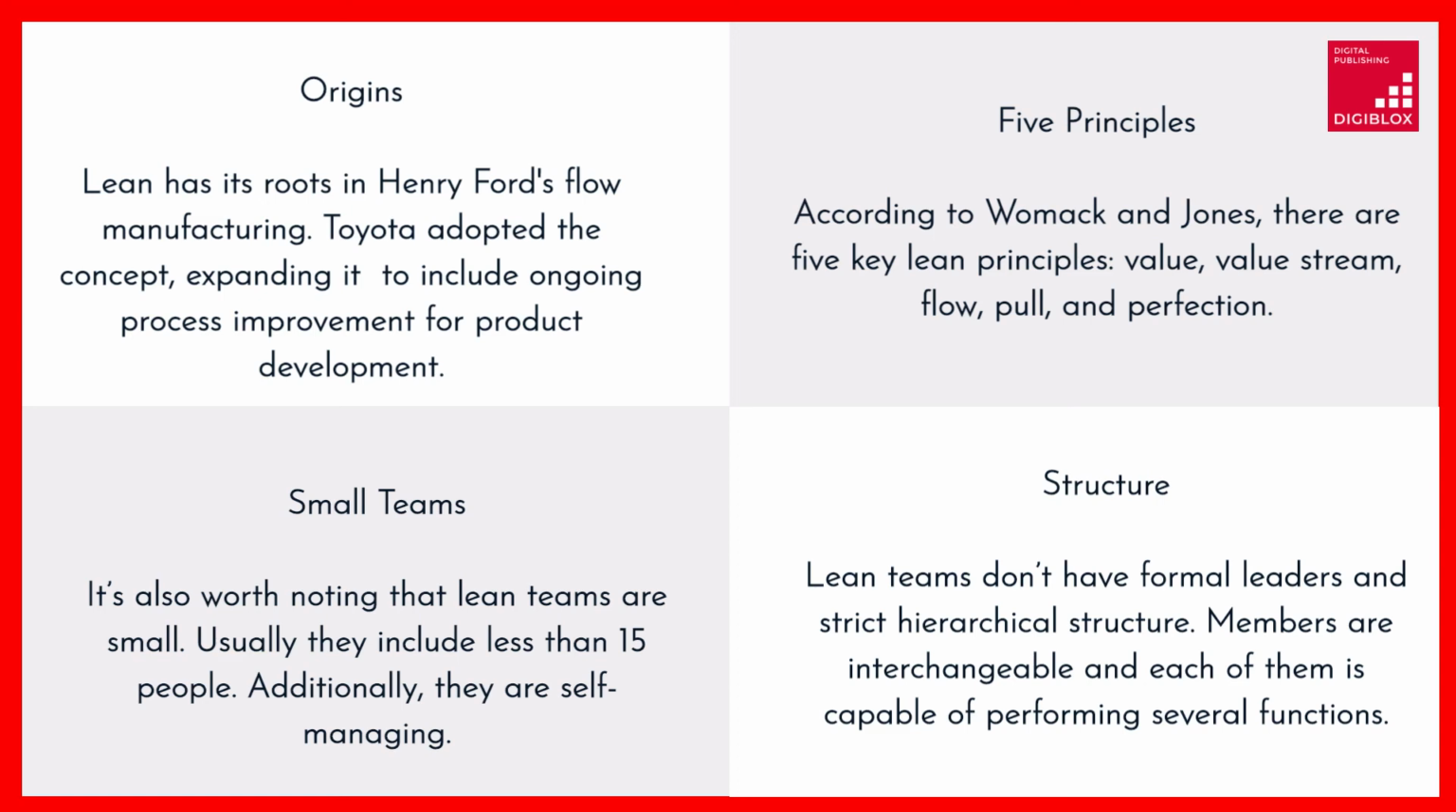It's important to remember that lean teams are small. Typically, they have less than 15 participants. Additionally, they are self-managing. They lack formal leaders and a rigid hierarchical structure. In other words, each of their members may carry out a variety of tasks, and they are all interchangeable.